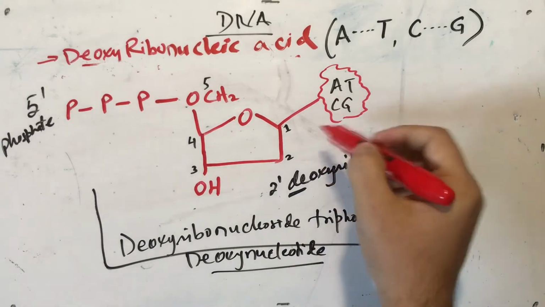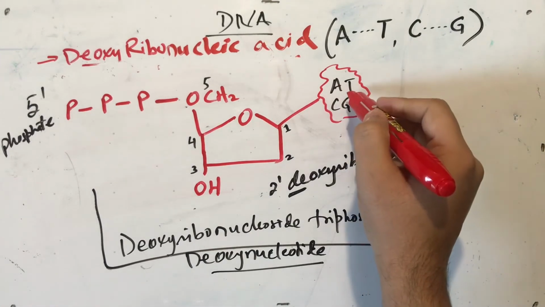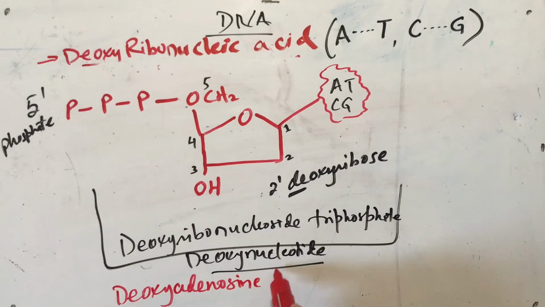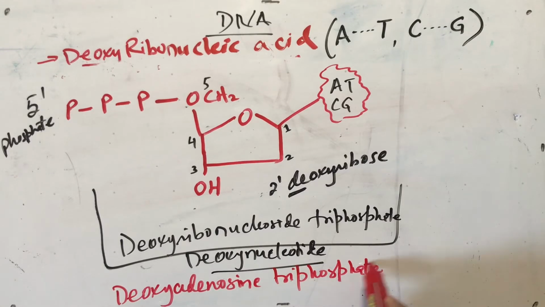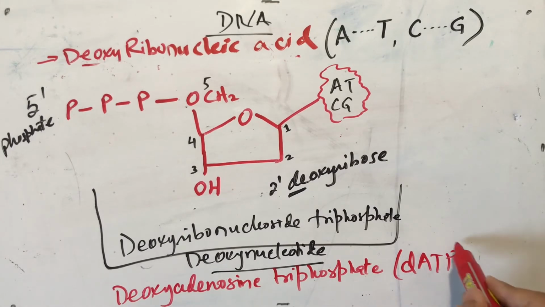Depending on which base you have, this name could be different. So for example, if you have adenine there, then the name would be deoxyadenosine triphosphate, also known as dATP. Okay, that's how the nomenclature is done.